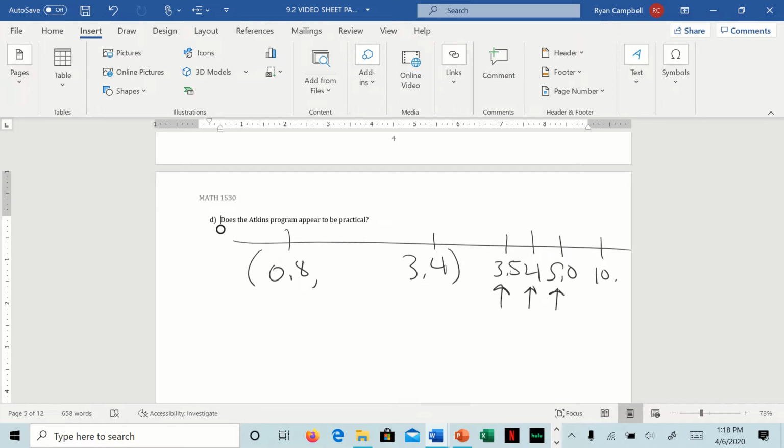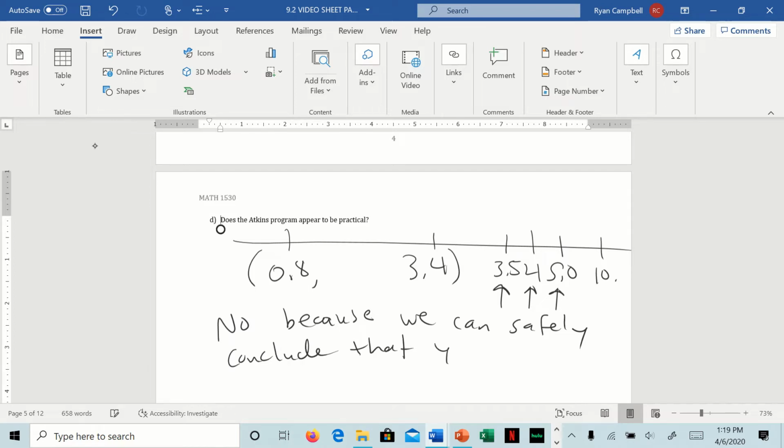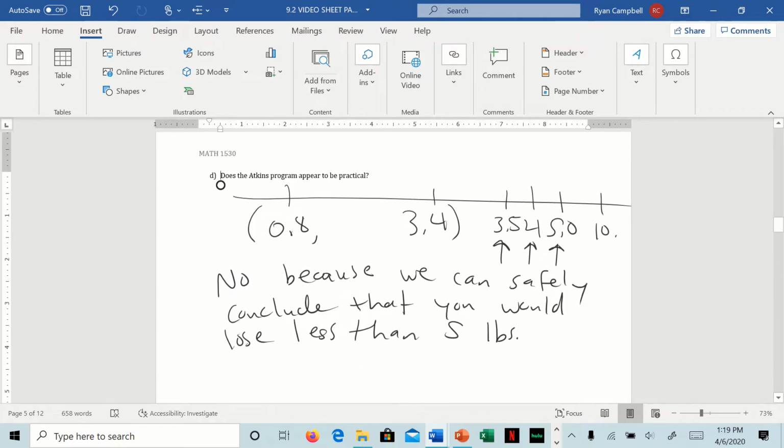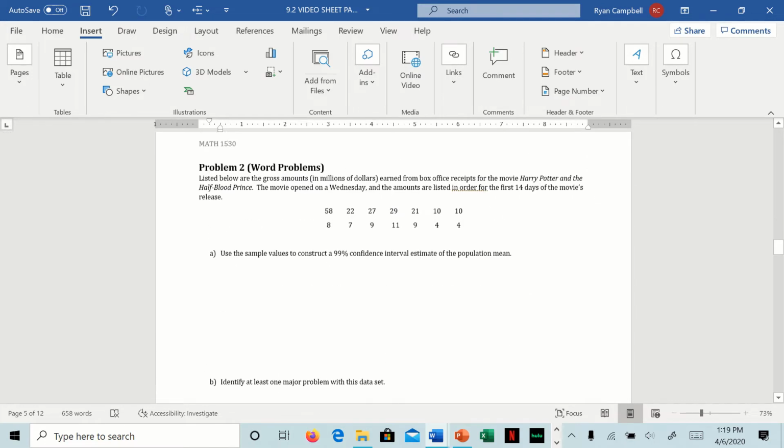And if you go for a whole year, is anyone going to want that? No, of course not. So, is it practical? No. Because we can safely conclude that you would lose less than 5 pounds, or 4 pounds, or 3.5 pounds, whatever you wanted to write. Good. All right, let's look at the next one.